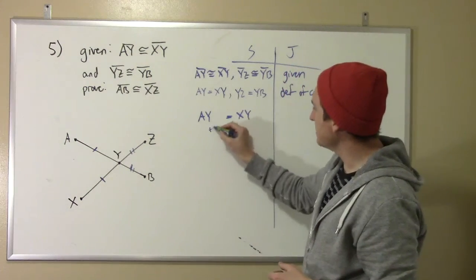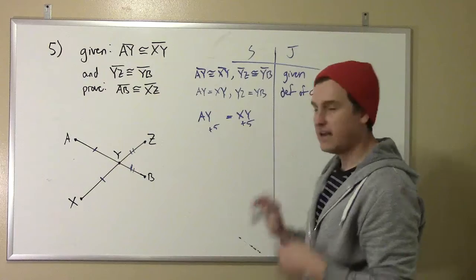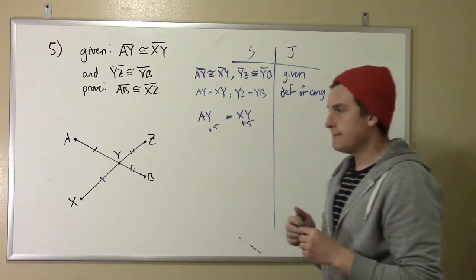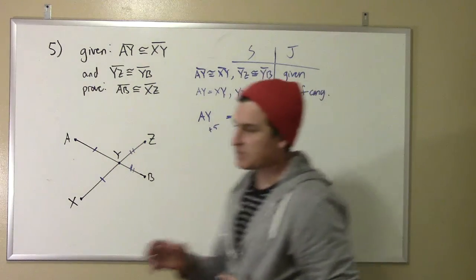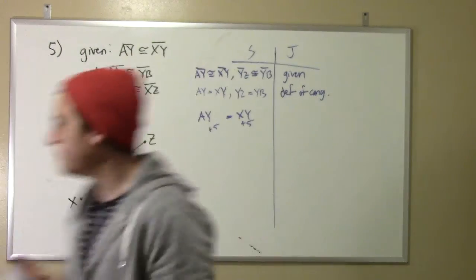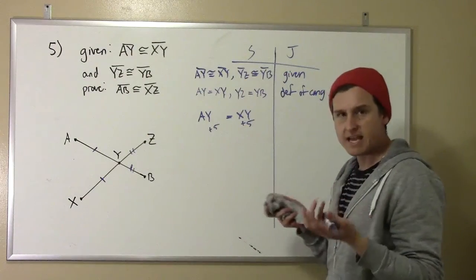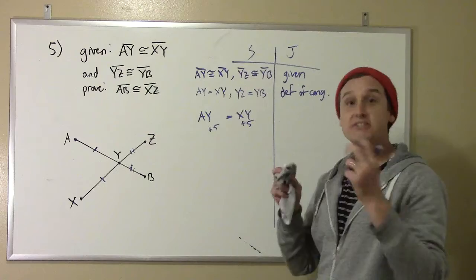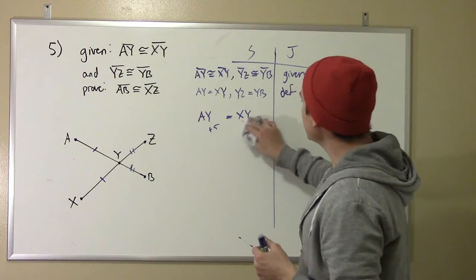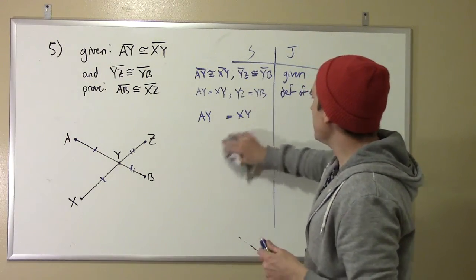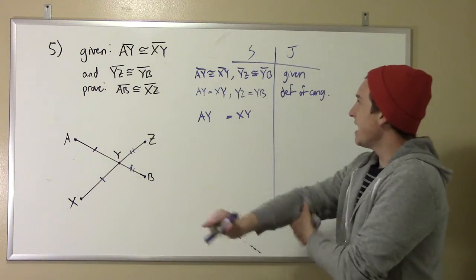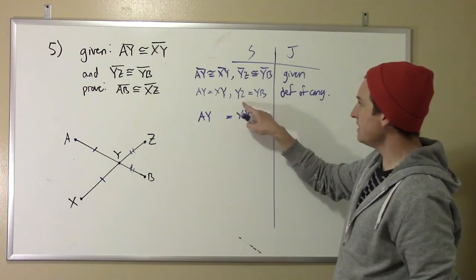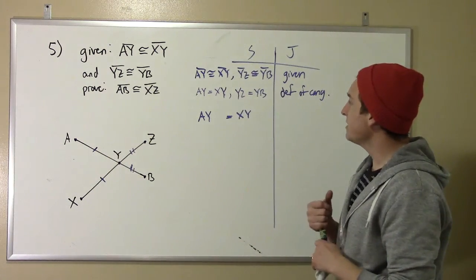I could do something like plus 5, right? Add 5 to both sides. Now, we're not going to add 5 here, obviously. We're going to add a segment. But that's kind of the idea. That's the addition property of equality. So we're going to add the same thing to both of these. And what we're going to add is this guy right here. We're going to add YZ.